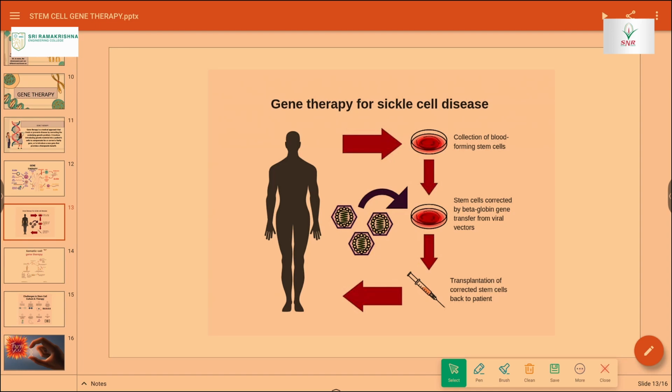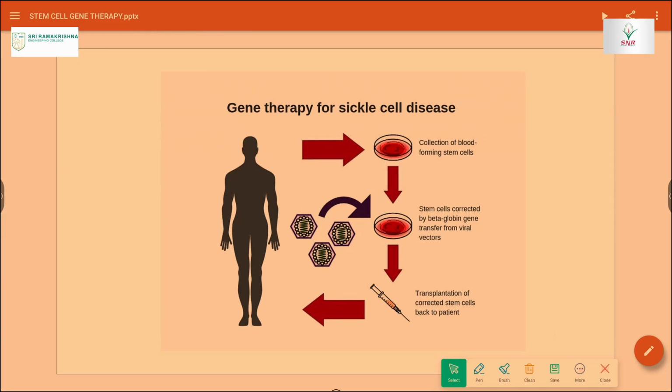Gene therapy for sickle cell disease. This is one example where gene therapy is done. From the patient, blood forming stem cells are collected. Blood forming stem cells are called hematopoietic stem cells. They are isolated from the bone marrow of the patient, and those stem cells are manipulated here. The stem cells are corrected by beta globin gene transfer from viral vectors.